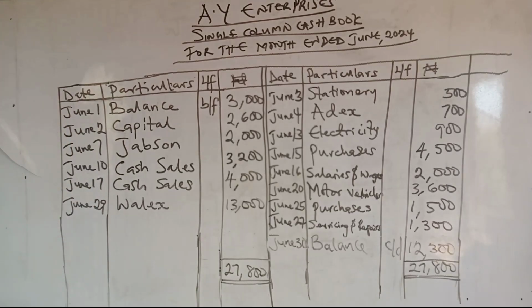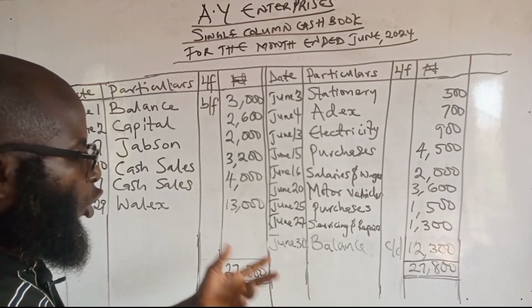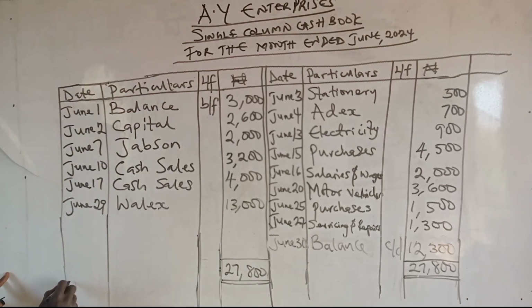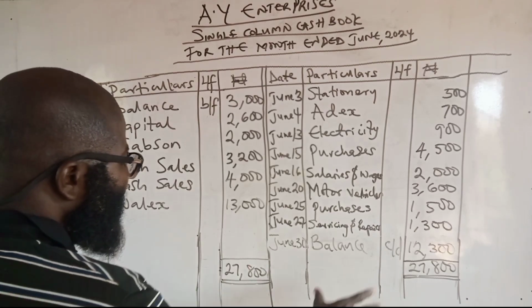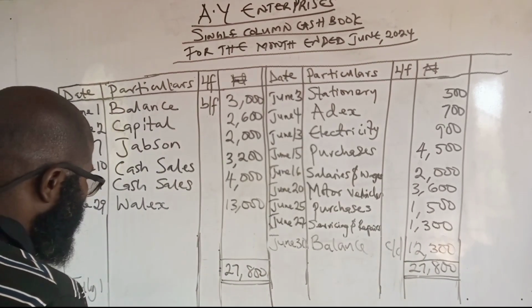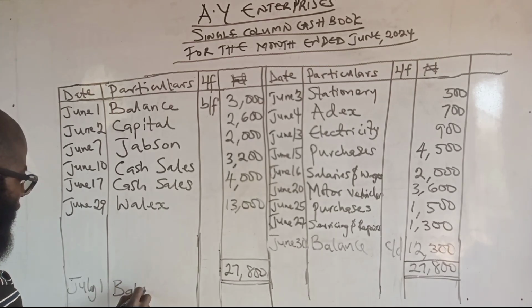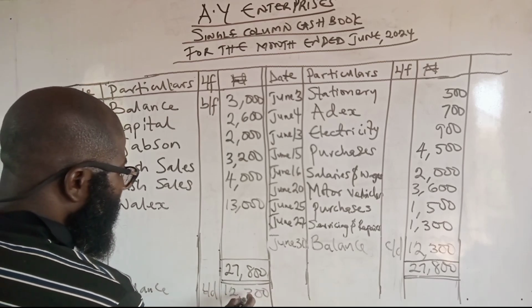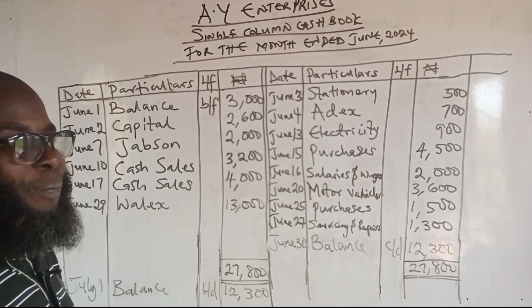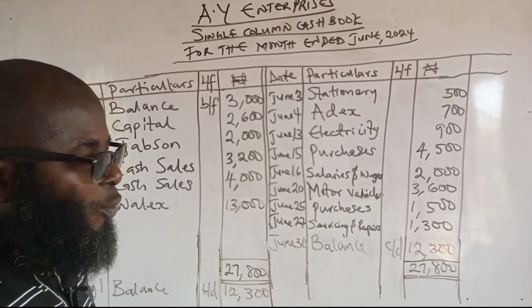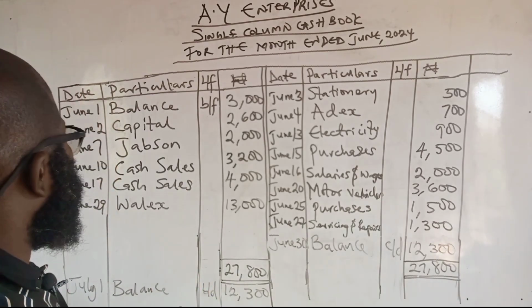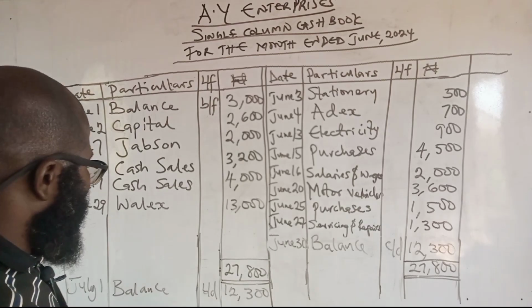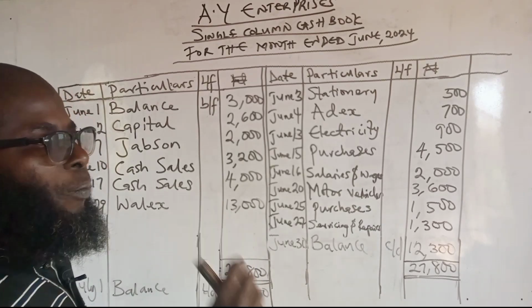Now, you come to the debit side here, then you write the next month after June, which is July. Come to this place, write July 1st. This balance carried down will be brought here. It will now serve as the balance brought down, which is 12,300 naira. This balance brought down simply means that if AY Enterprises wants to prepare its cash book in the month of July, this balance will represent balance brought forward.